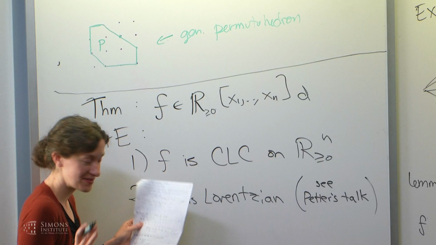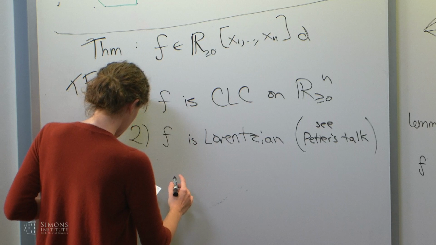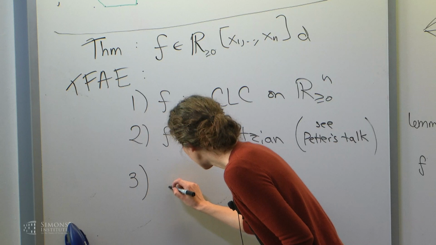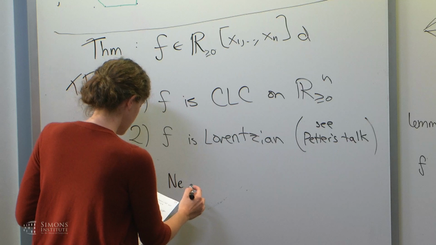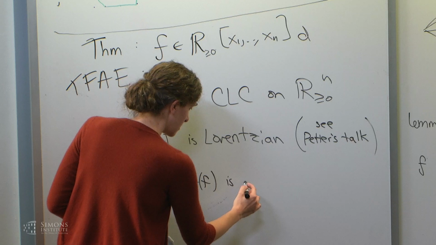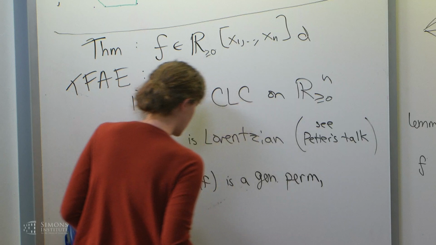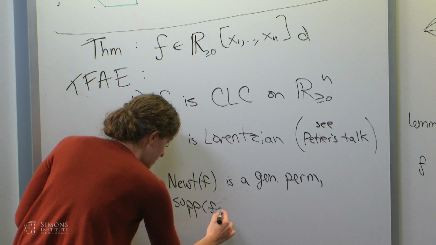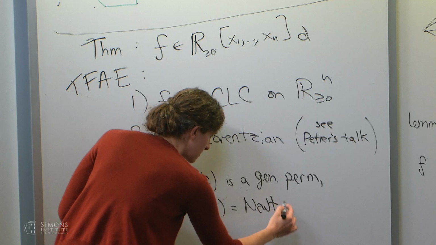I could make this list longer, but one condition that I consider friendly is that the support should be correct. So we should have the Newton polytope of f should be a generalized permutahedron. The support should fill up all of the integer points in it. So there's some condition on the support.